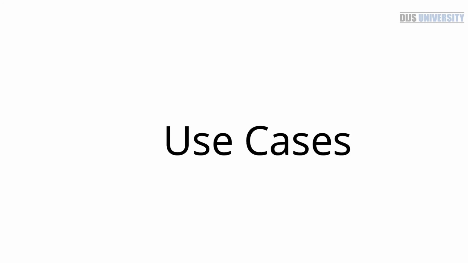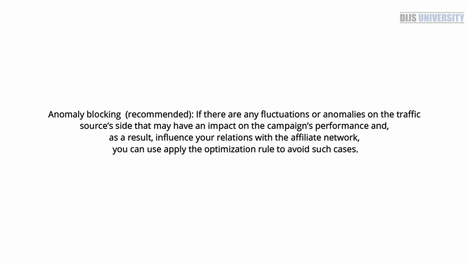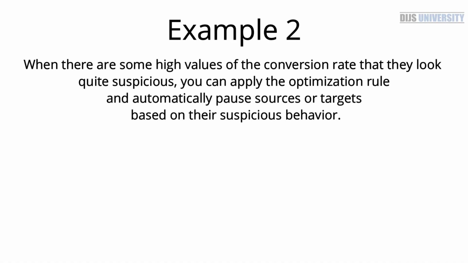All right, so let's go over some popular use cases. First, let's go over anomaly blocking, which is recommended. So if there are any fluctuations or anomalies on the traffic sources side that may have an impact on the campaign's performance and as a result, influence your relations with the affiliate network, then you can apply the optimization rule to avoid such cases.